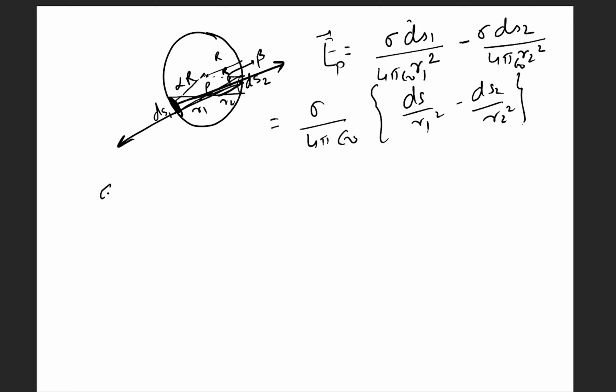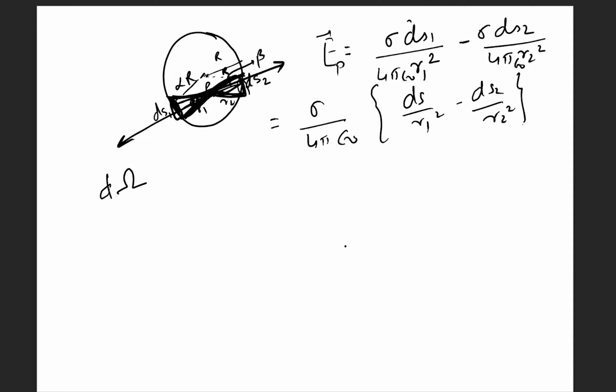Now the solid angle. You see that at this point P both are making the same solid angle. This cone is having the same size. Similarly this cone. So these two cones are making the same solid angle at this point. So these two solid angles are equal at point P.